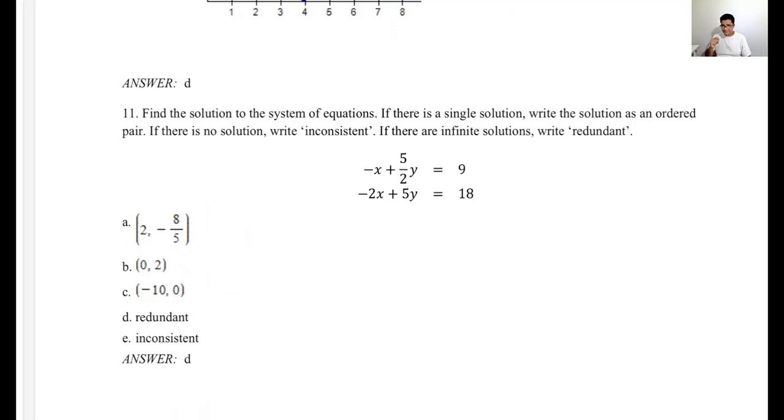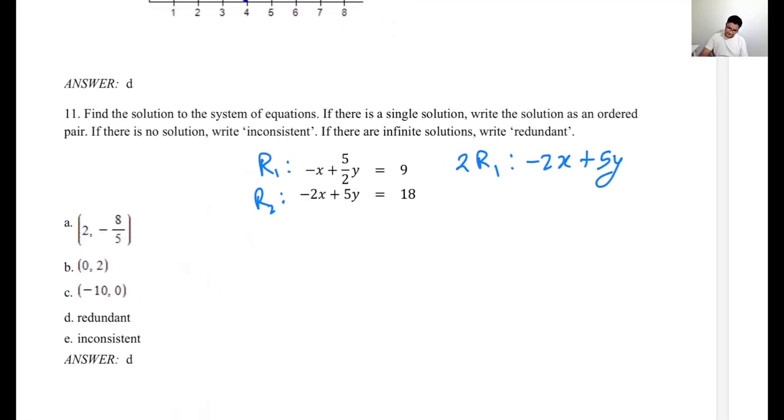Go ahead and do it. I want you to think of them as rows and choose the row operation. What row operation will help you simplify? Did you do 2R1? That would have given you negative 2x plus 5y, because you can cancel them, right? Equals 18.